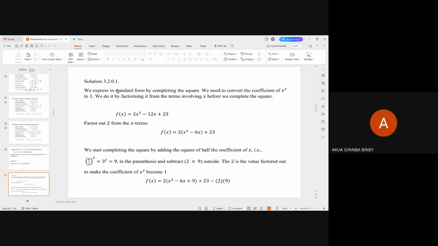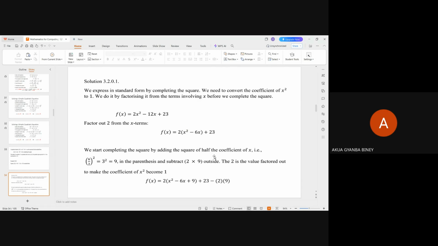So we express in standard form by completing the square. We need to convert the coefficient of x squared to 1. How do we do that? Factorize it from the terms involving x before we complete the square. So we have this, we factorize just that part, plus 23.